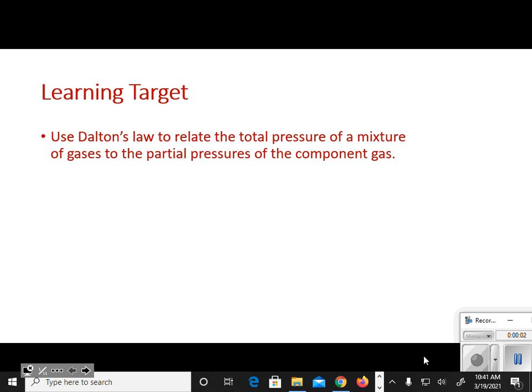All right, looking up here, our learning target for yesterday's video was to use Dalton's law to relate the total pressure of a mixture of gases to the partial pressure of each of the component gases. So basically, if we take the partial pressures, we get the total pressure. And I'll explain that a little bit more here coming up.